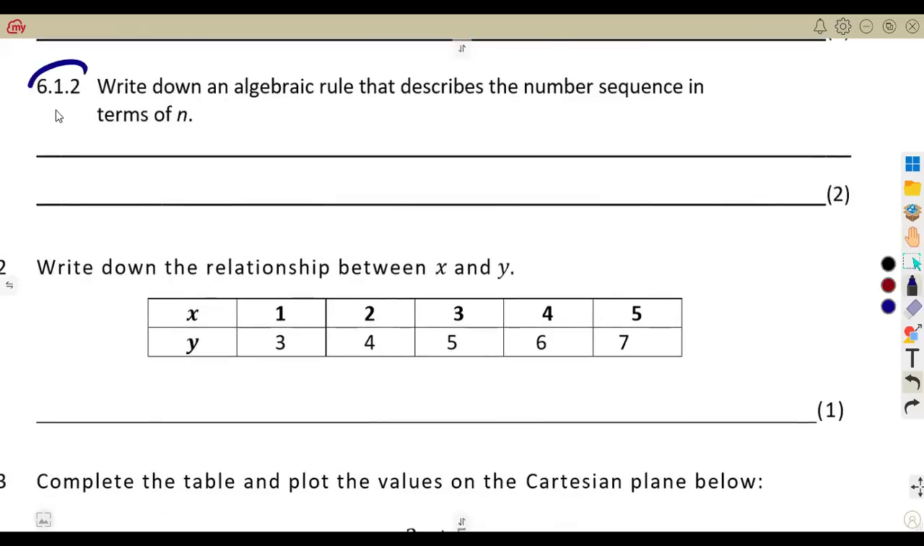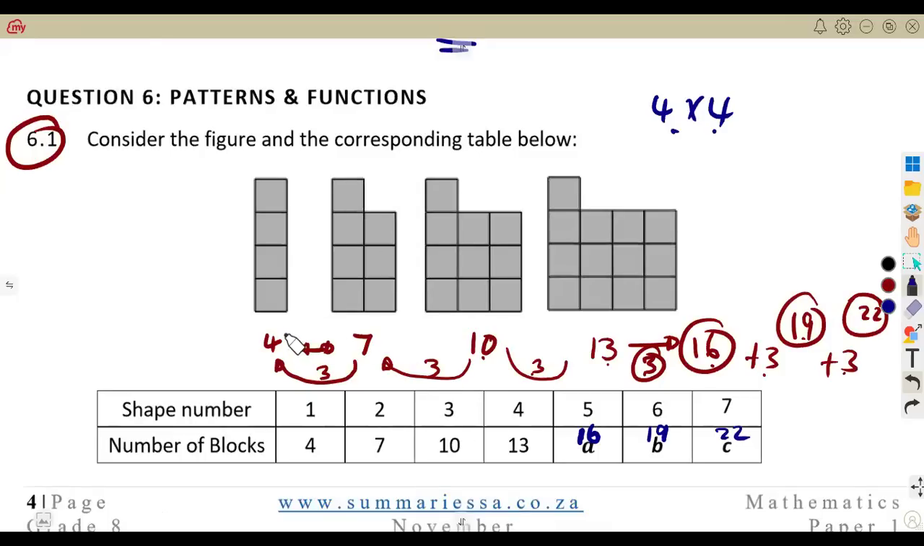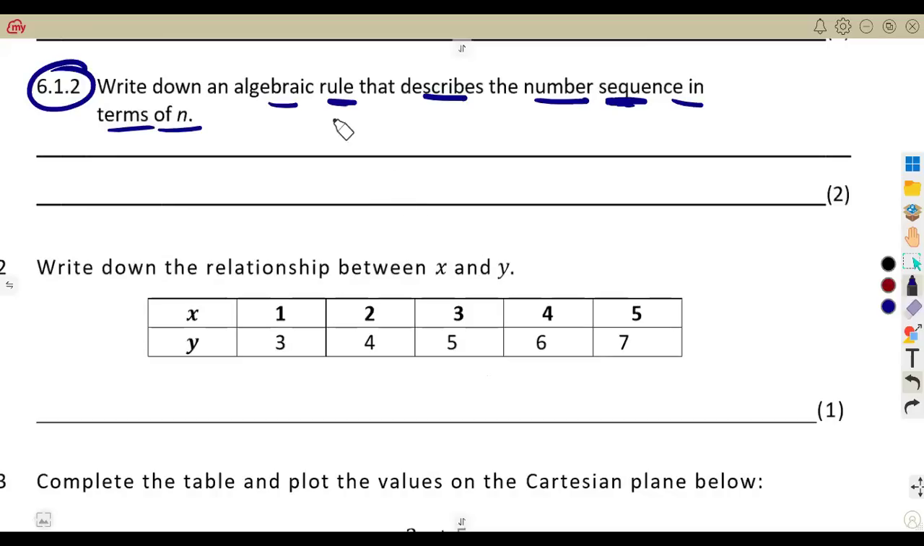They're asking you here to write down an algebraic rule that describes the number sequence in terms of n. How are you going to have that from these? Because we saw that it is forming a linear sequence 4, 7, 10, 13, 16. Those are the ones that we are going to use now for the linear pattern, the algebraic rule. So from the numbers that we are given, 4, 7, 10, and so on.